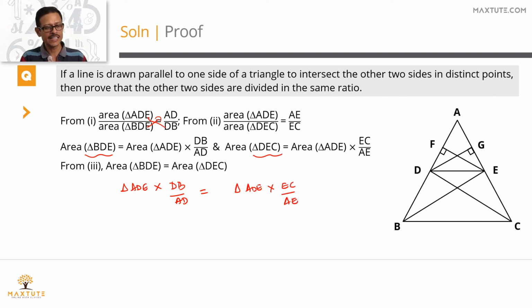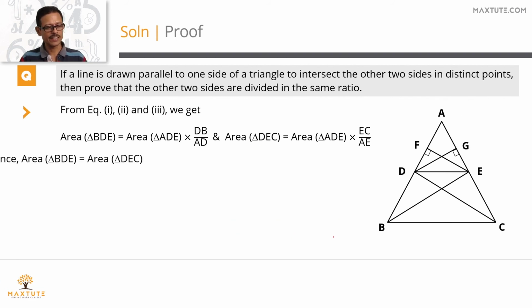Both sides have area of triangle ADE, so these can be cancelled. So DB by AD is equal to EC by AE, or we can swap it, make the reciprocal of both of these things. So AD by DB is equal to AE upon EC. This is what we set about proving. AD by DB is equal to AE by EC. Essentially saying that this line DE divides the other two sides in the same ratio.